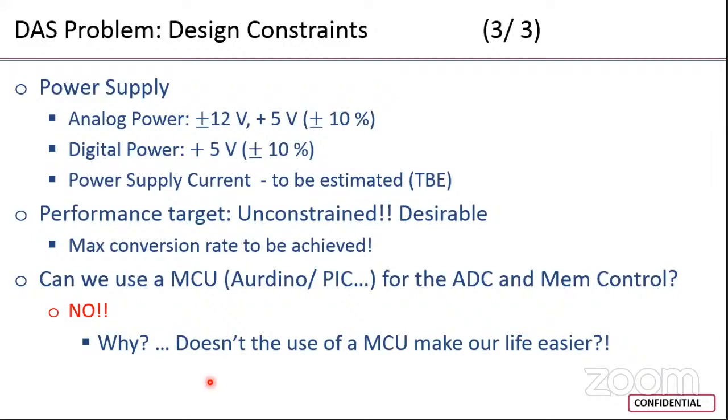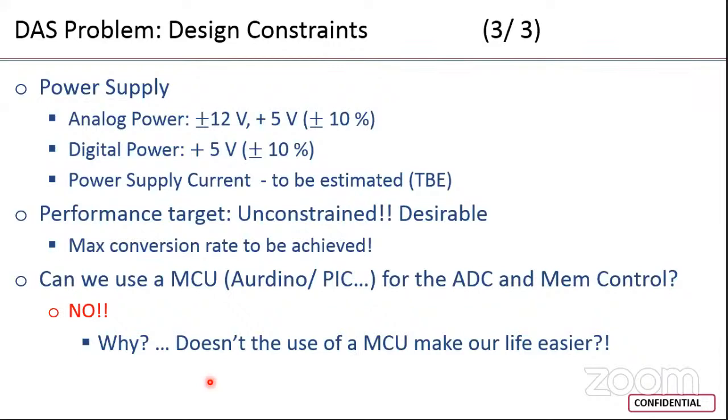Like this should be the analog power supply. Either plus or minus 12 volt or 5 volt. You should use any one of these supply voltages, and there can be plus or minus 10% tolerance. For the digital power supply, you should make use of only plus 5 volt, and supply current has to be estimated. The performance target is unconstrained because it should be capable of sensing or detecting any type of signal.